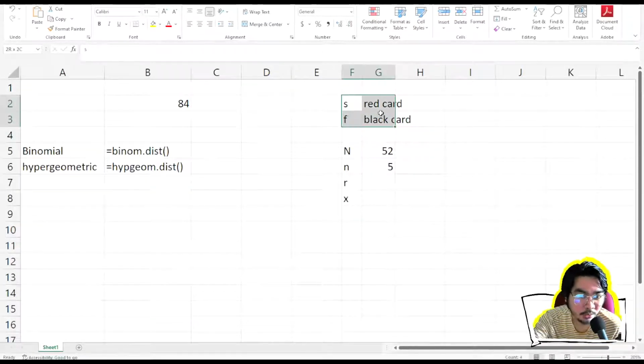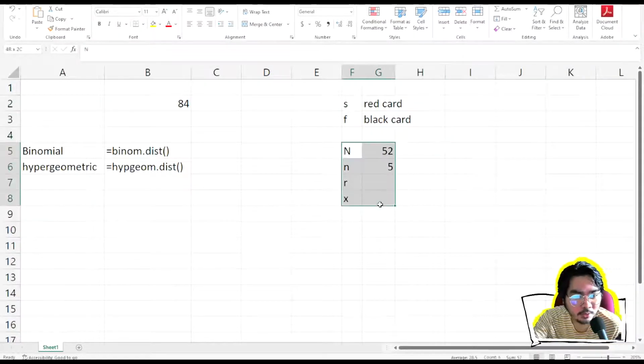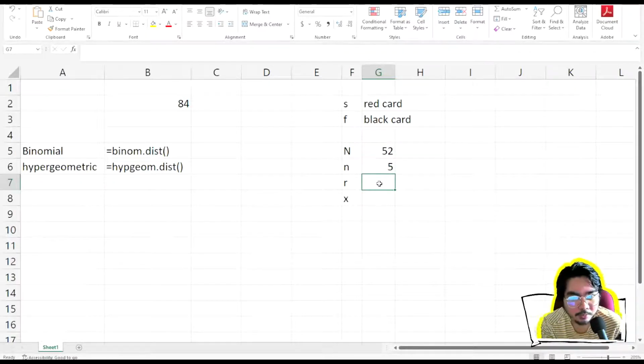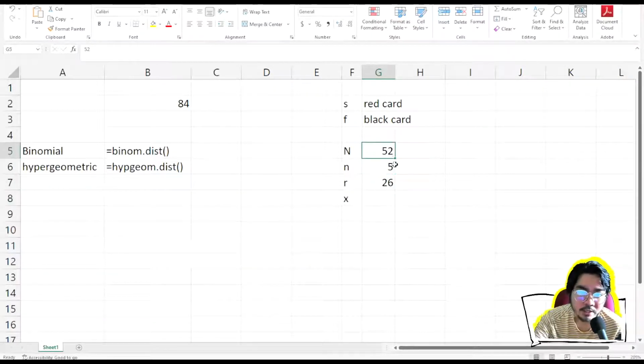And later I'll show you that we can actually solve the same problem using the opposite perspective. What if we use black card instead of red card as our success and failure? So here, N is 52, n is 5. R is the number of successes in the total, and half of the cards are red. Tama? Because 1/4 is diamond, 1/4 is hearts, so half of the cards are the red cards.